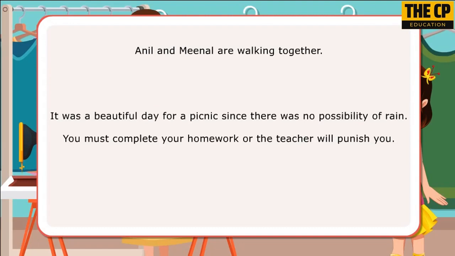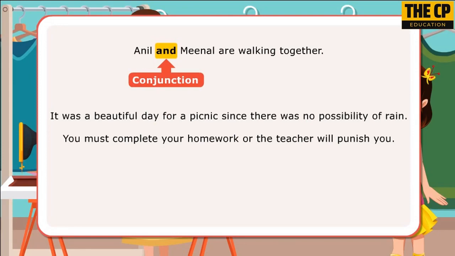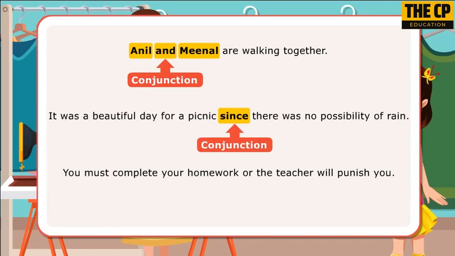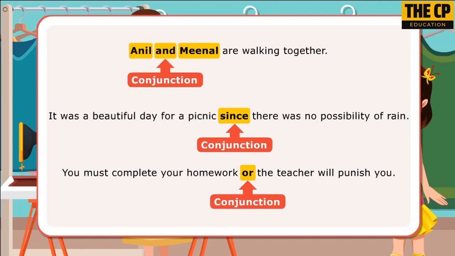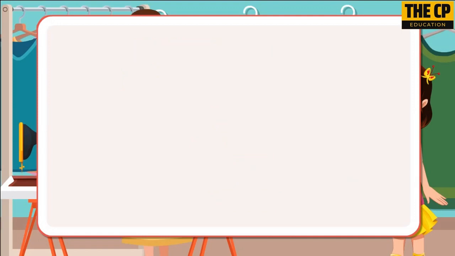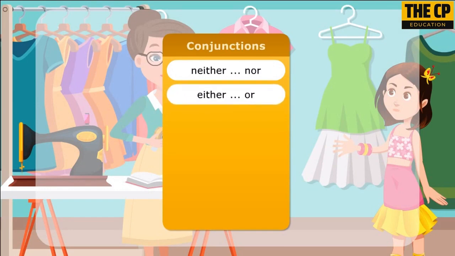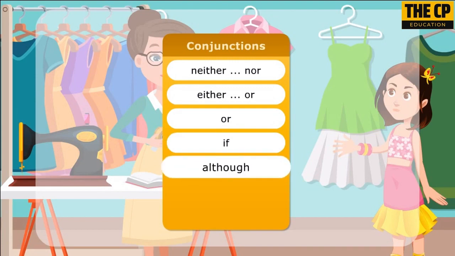In the first sentence, and is a conjunction as it joins together two names. In the next sentence, since is a conjunction as it joins together two sentences. In the third sentence, or is a conjunction joining two sentences. Here is a list of some conjunctions. Neither, nor, either, or, if, although, otherwise.